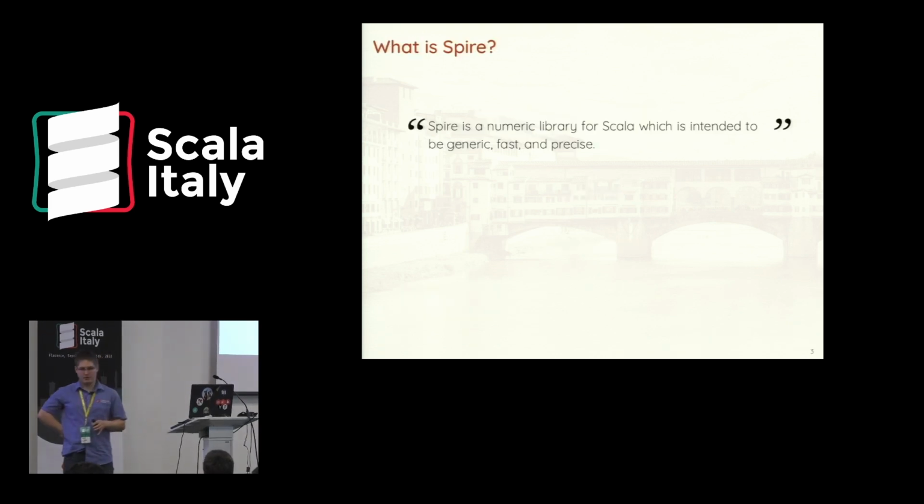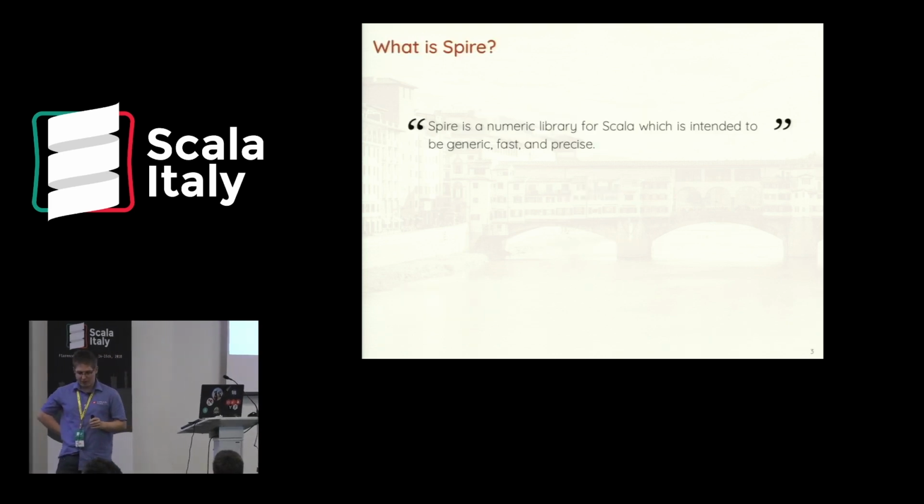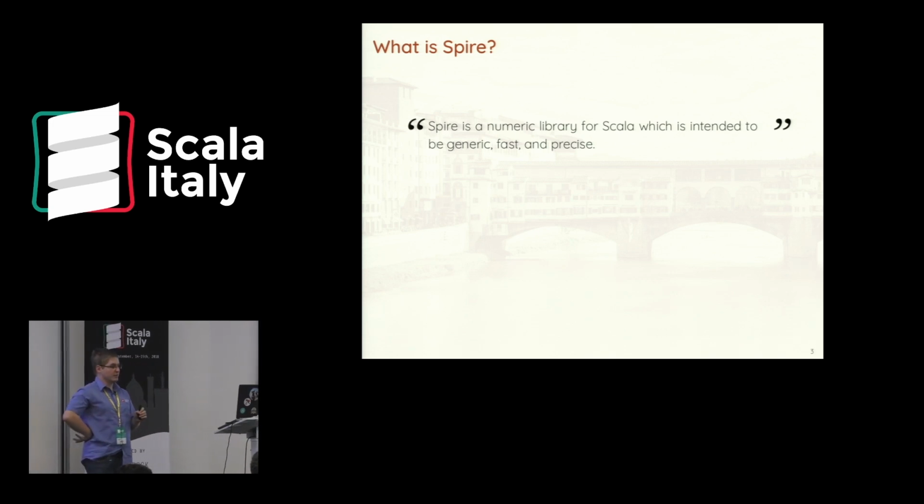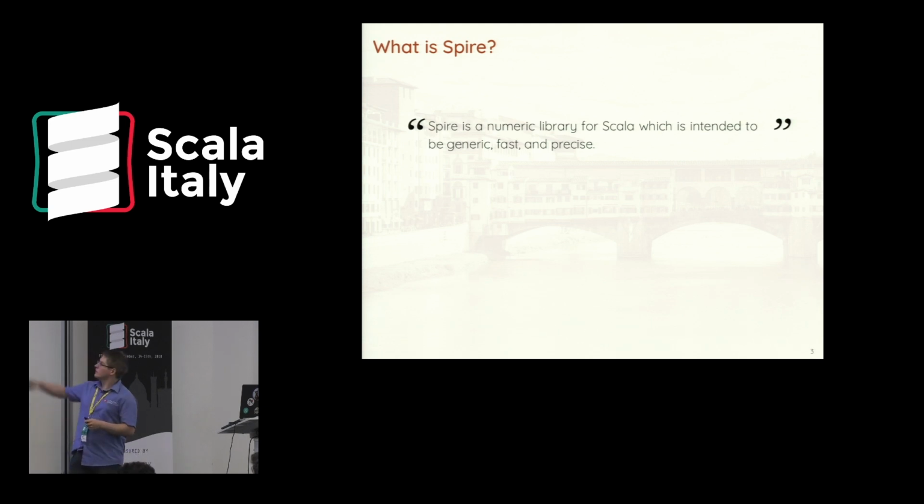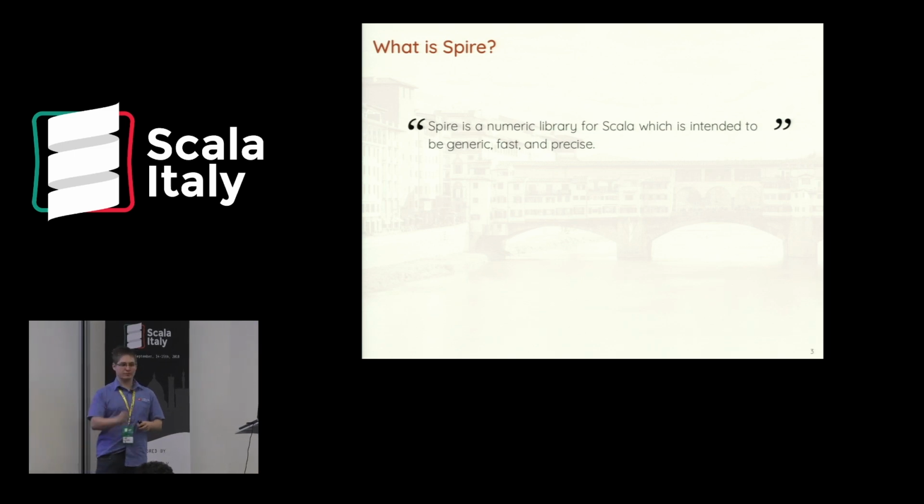So what is Spire? I feel like of all the type level libraries, Spire is probably one of the lesser well known. So probably everybody here has heard of Cats and Shapeless. Spire was there right from the beginning, and it's not as well known as the others, I feel. And if you look at the website, if you look at the README, then you can see that Spire is a numeric library for Scala, which is intended to be generic, fast, and precise. So that's the and. The conjunction is very important.